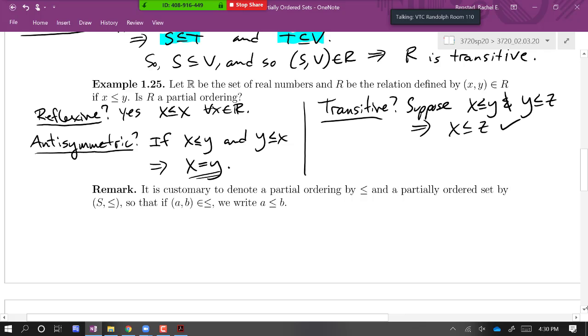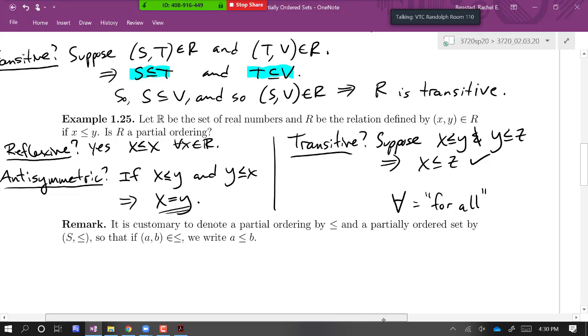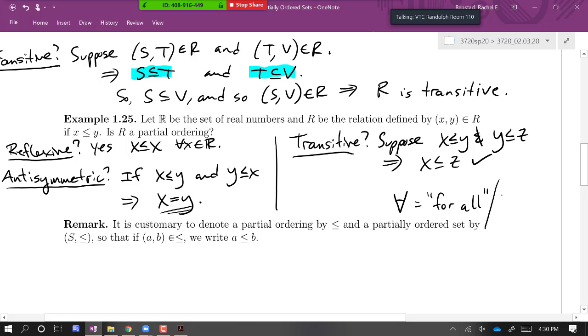Isn't that symbol ordering? So this little symbol, that one? Yeah. That means for all. Sorry, for every or for all. And also while we're at it, I might use this notation a little bit. A backwards capital E means there exists.